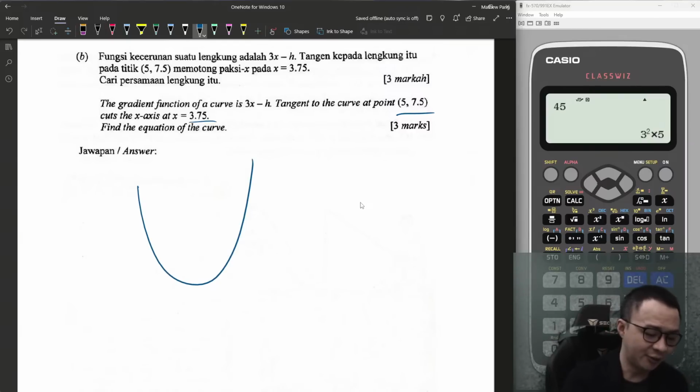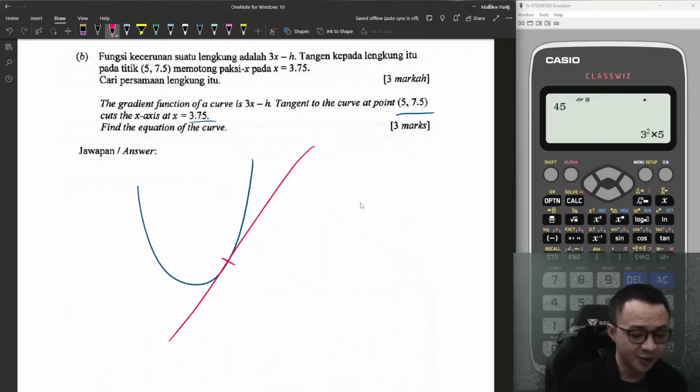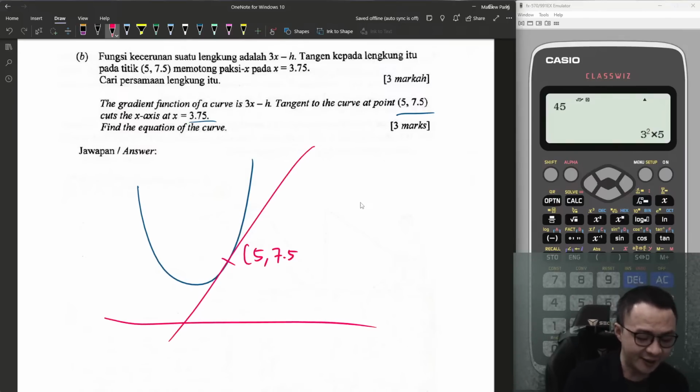Okay, so right now you have a tangent line. This tangent line is going to cut the curve at one point, definitely. Very hard to draw a nice tangent. Okay, let's say this is a tangent. So they cut the curve at 7.5, and then at the same time it cuts the x-axis at 3.75.